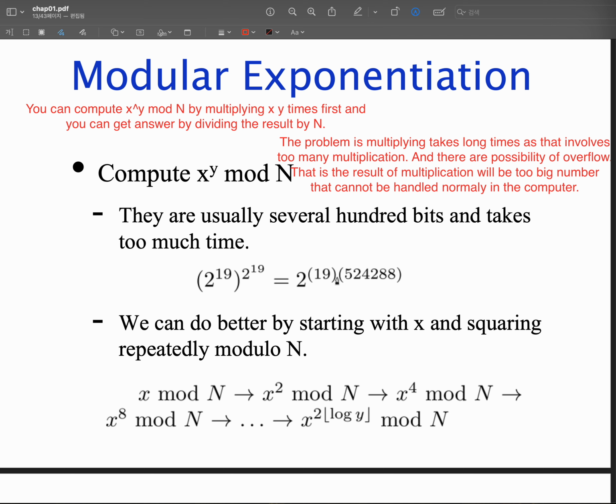This is a very huge number, and just the space to store this result will take how many bits? Just 19 times 5, 524,288. It is a very huge number. So this is too big, and it cannot be handled in typical normal integer operation, integer addition, or storing the value. A normal typical integer system cannot handle this problem. So we need to design a simplified method.